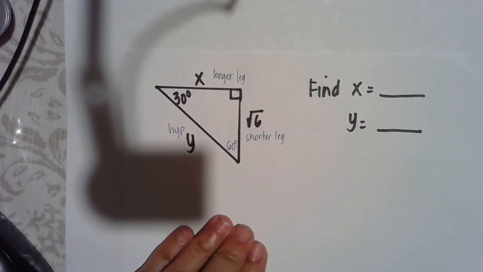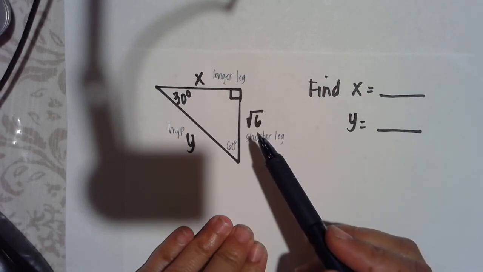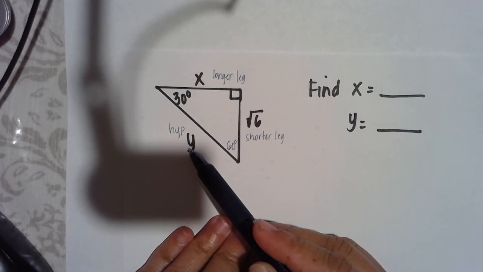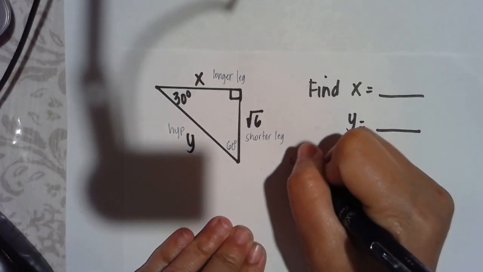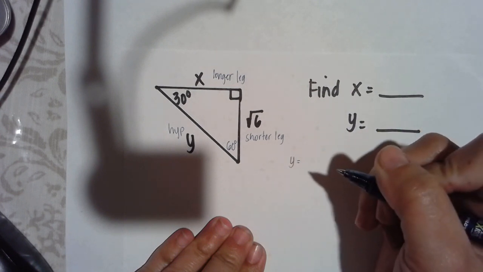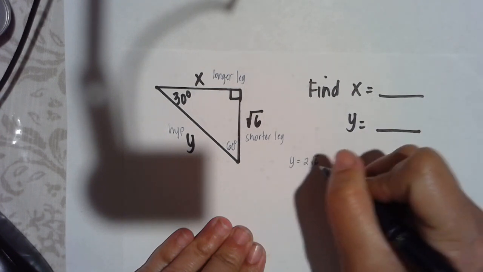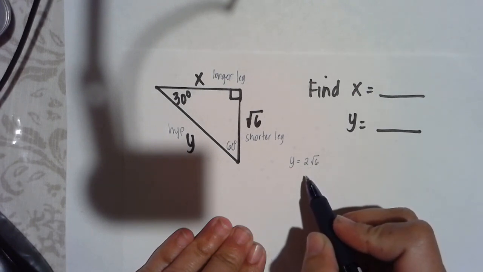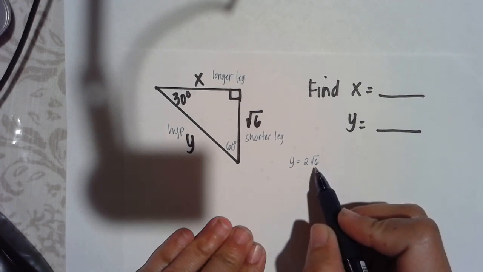Now, to start with, let's find the x. So if your shorter leg is square root of 6 and you want to find the hypotenuse, you will just multiply it by 2. So y, the hypotenuse, I'm sorry, is equal to 2 times square root of 6, which you can't multiply them, so that's the answer for the y value. Twice the square root of 6.